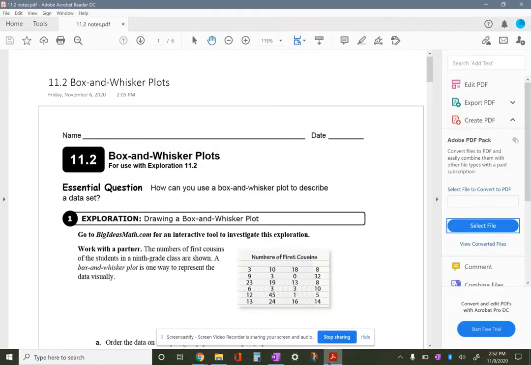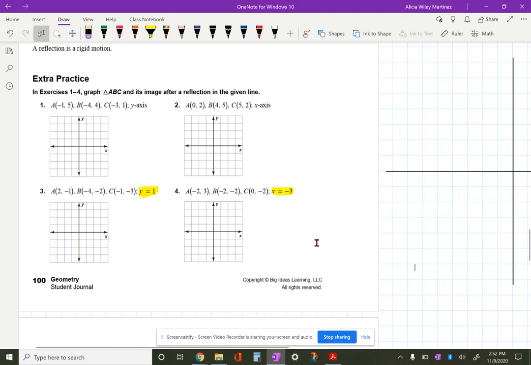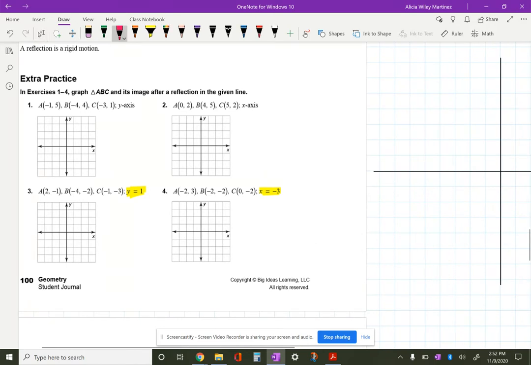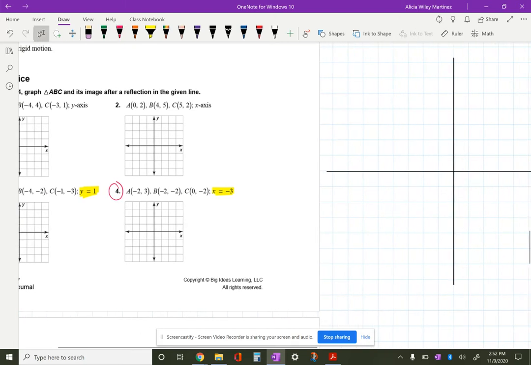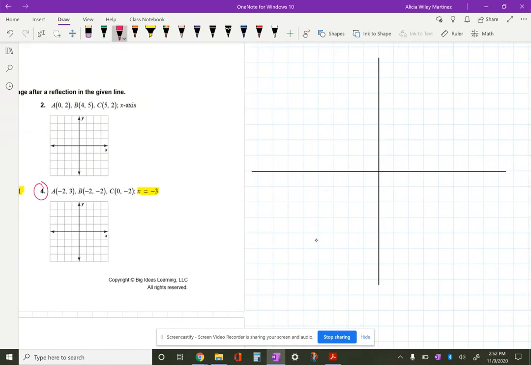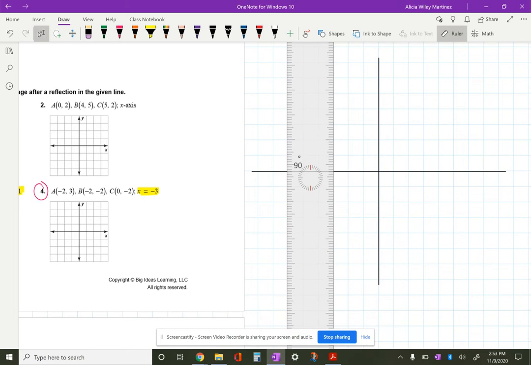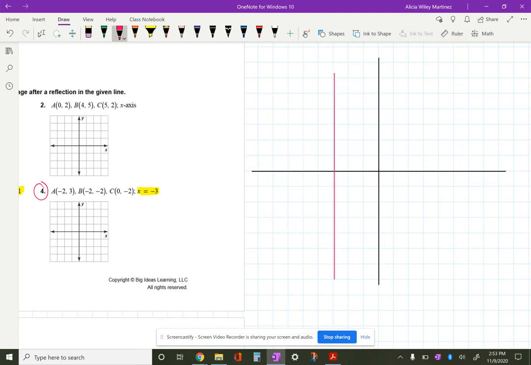Okay, so going back to our notes here, these graphs are really tiny, so I made my own graph off to the side, and I'll do number 4 for you. So x equals -3 is going to be a vertical line that goes down through where x is -3. So I'm going to draw that line. I think it's really helpful to draw your line of reflection because it helps you to see what line you need to flip your shape over.